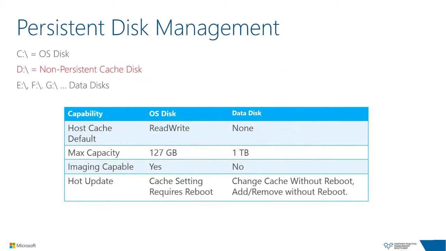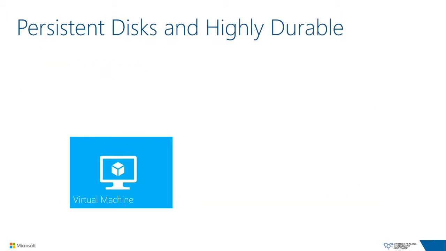A few things to note: the operating system disk has read-write caching on by default, so it's a best practice to not put any data files on the OS drive. Data disks have no caching on by default. You can change the cache settings for the operating system disk or the data disk. Changing the cache settings of the OS disk does require a reboot.